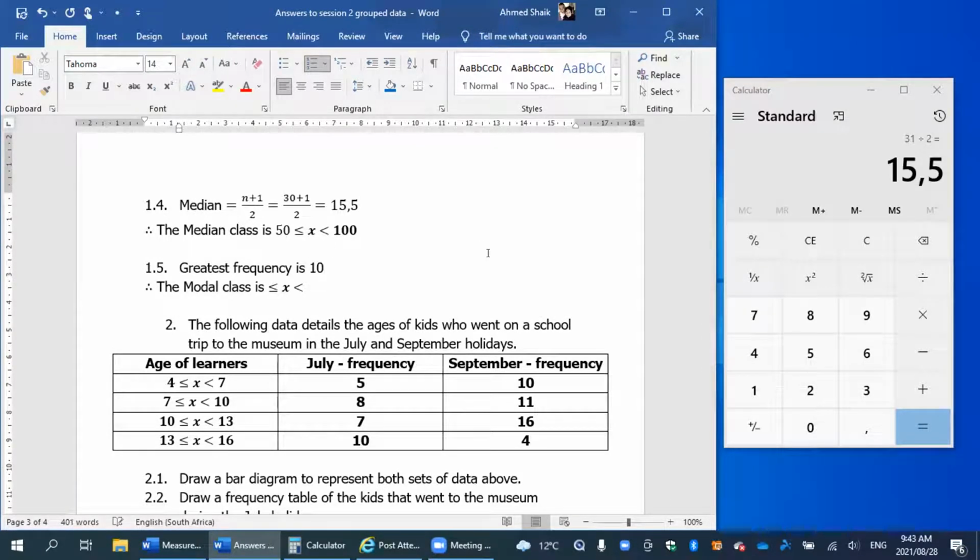The greatest frequency was 10, and we said it was the same interval. And that was question 1 complete. Let's look at question 2.